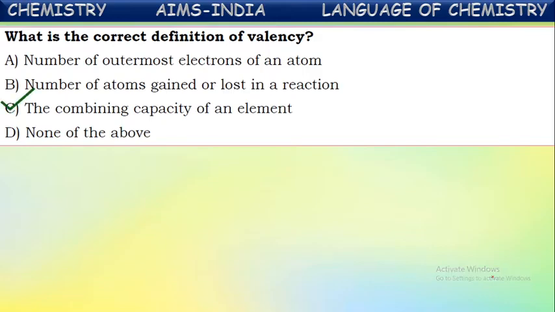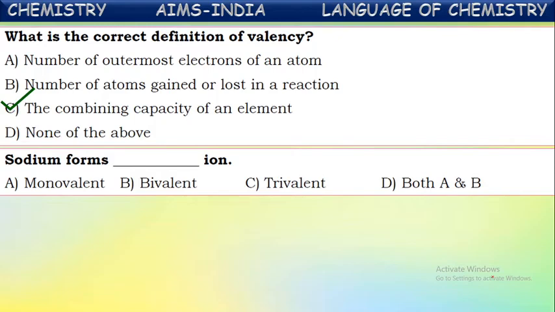Okay, valency is defined as the combining capacity of an element. This combining capacity is nothing but the number of electrons gained or shared or lost by an element in becoming stable. Suppose if I say sodium, it is ready to lose one electron to become stable. So we can say its valency is 1. That means its combining capacity is 1. The combining capacity of an element is called its valency.